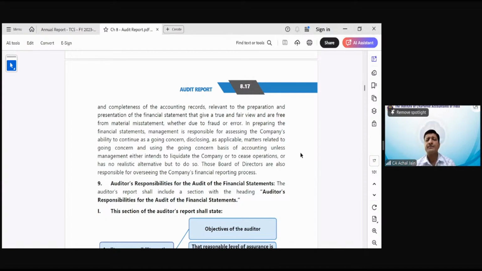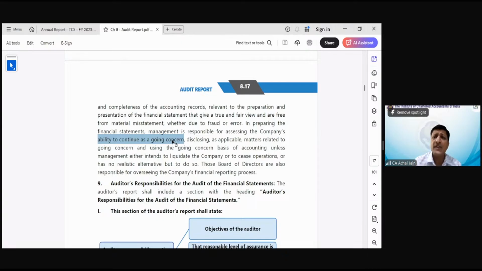Further, it says management is responsible for assessing the company's ability to continue as going concern. The way you can try to remember some of these points could be: one, preparation of financial statements. Second, going concern. Third, the points related to internal controls, fraudulent reporting, accounting policies, design, implementation, maintenance of internal controls. That's how you can try to remember all of these points.